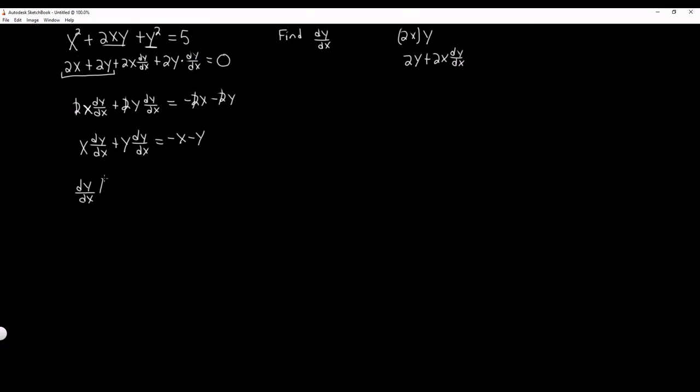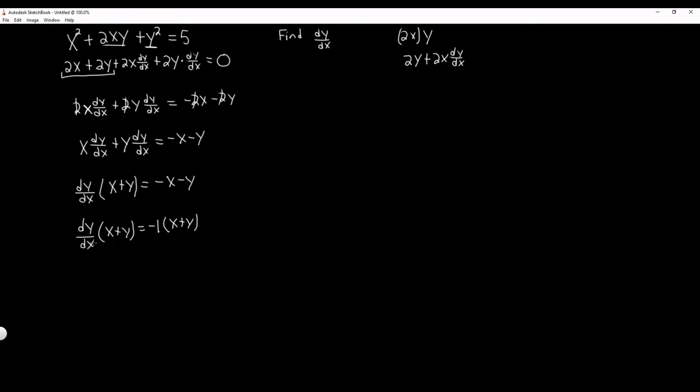So dy/dx times (x plus y) is equal to negative x minus y. On the right hand side, we can pull out a negative 1 just to make it look like x plus y. So if we pull out a negative 1 on the right hand side, this will be dy/dx times (x plus y) is equal to negative 1 times (x plus y). So now when we divide by x plus y, it cancels.